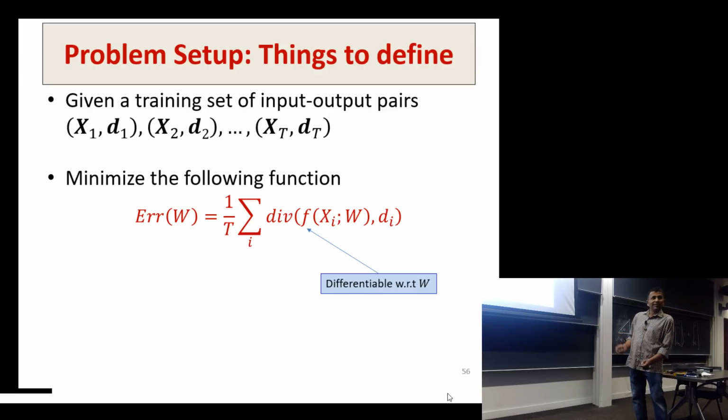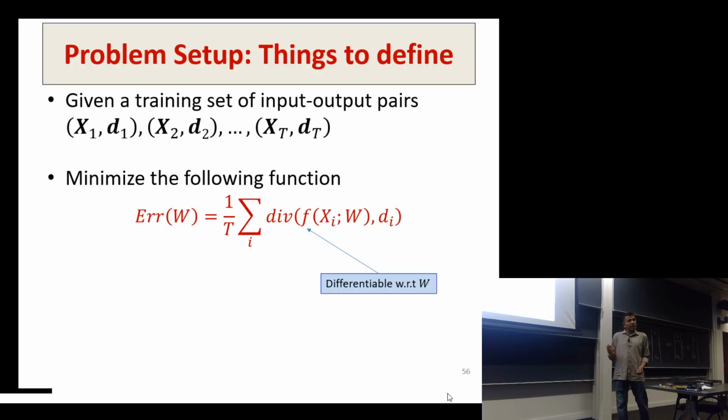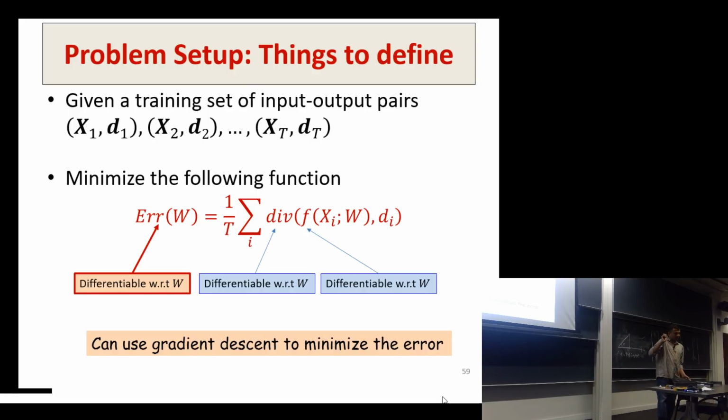And that's the entire class, right? Now, the function f, the network, has to be differentiable with respect to every single parameter. The divergence has to be differentiable with respect to the function, because what is the argument of the divergence? The function itself. And if both of these are differentiable, then my overall error is differentiable, and now I can apply gradient descent to minimize the error. Correct?